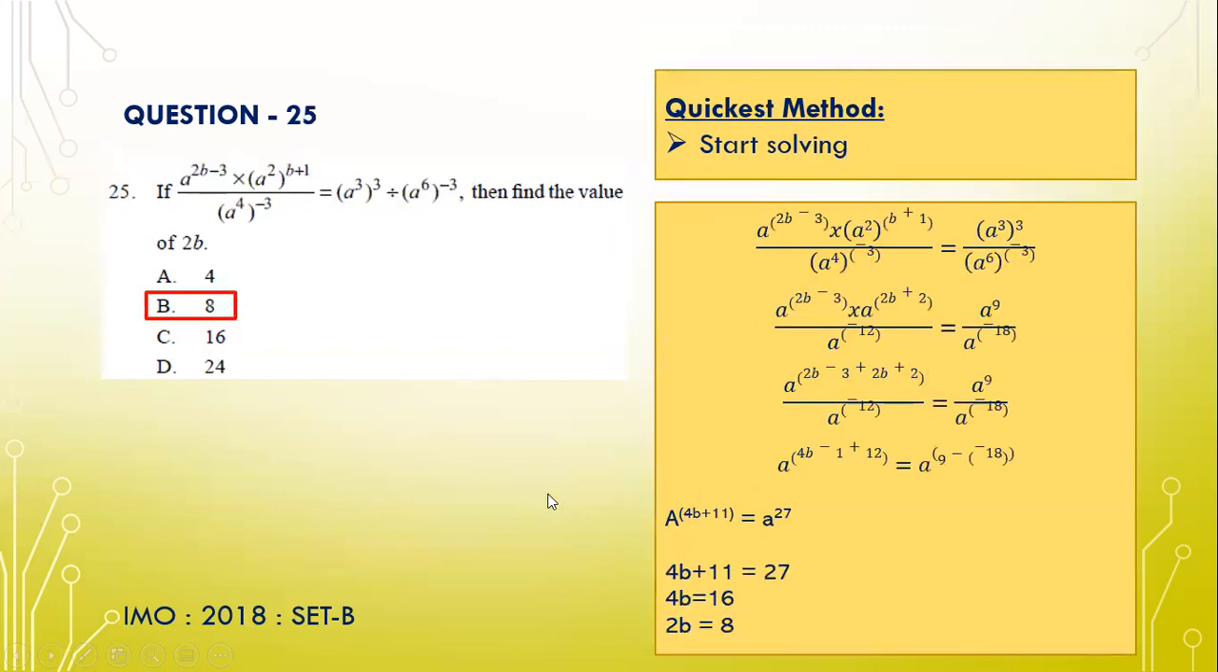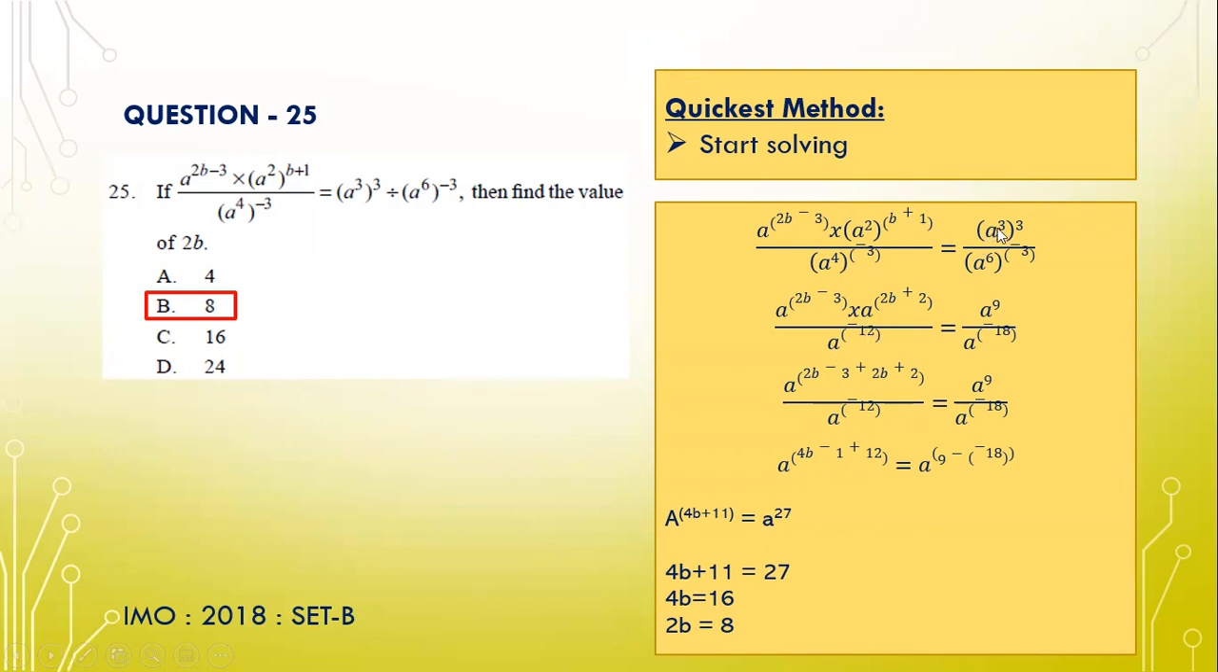Last question, hooray. So if A raised to 2B minus 3 into A raised to 2 whole raised to B plus 1 whole, divided by A raised to 4 raised to minus 3, is equal to A raised to 3 whole raised to 3 divided by A raised to 6 raised to minus 3. Again, a simple question, but you have to know that A raised to B into A raised to C is A raised to B plus C, and A raised to B whole raised to C is A raised to B into C. So this will be A raised to 2B minus 3 into A raised to 2B plus 2 whole, upon A raised to 4 into minus 3, which is A raised to minus 12.